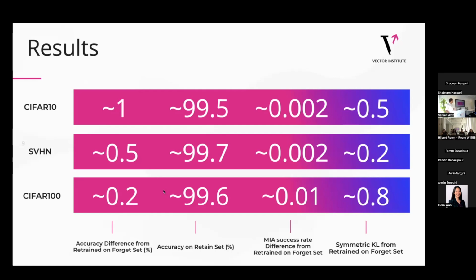and most notably, it reliably stays within a 1% success rate of the retrained model on membership inference attacks, which means that it's very good at protecting user privacy. Finally, the symmetric KL divergence of the model produced by reload in comparison to the retrained model on the forget data was also extremely low, showing that they have produced similar logit distributions.